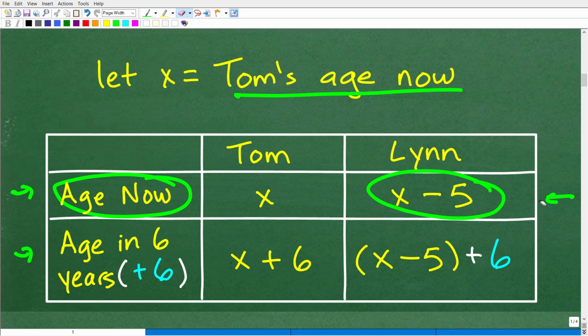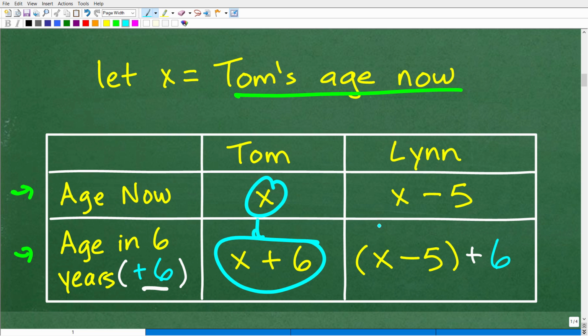If we can get the current ages down in some sort of algebraic expression, then 6 years from now should be pretty easy to figure out, because in 6 years, their age is going to be plus 6. They're going to have 6 more years on top of their current age. So Tom is going to go from x to x plus 6, and Lynn is going to have x minus 5, which is her current age right now. We're going to add 6 onto her age. That's how old she's going to be 6 years from now.